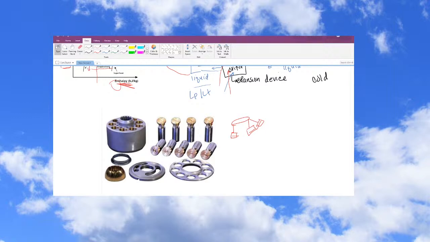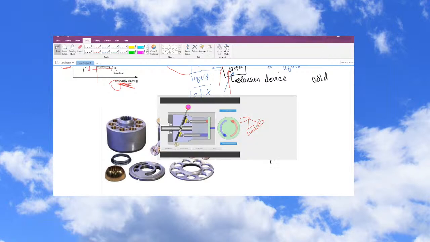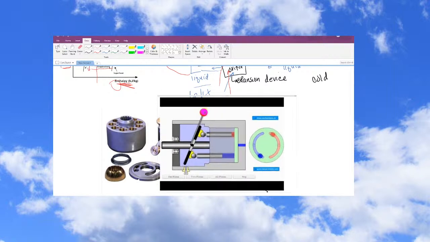Copy. Let's go back over here again. So if I paste this guy here, this is a variable displacement one. And let's see if I can get it bigger. Does it want to go bigger? As big as I want it to go. There we go. So here's that plate that the pistons ride on I was talking about.